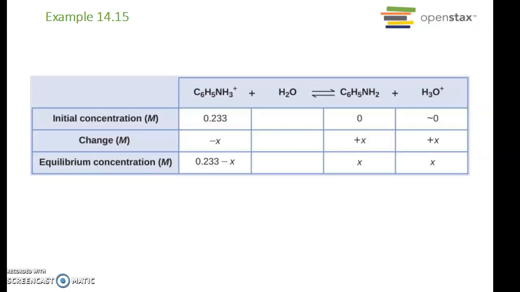Now here, what you do is go through some different examples. This right here is the ammonium benzene material reacting with water to form this amine plus the hydronium ion. And you go through the different examples there in your book to calculate exactly what those would end up being.